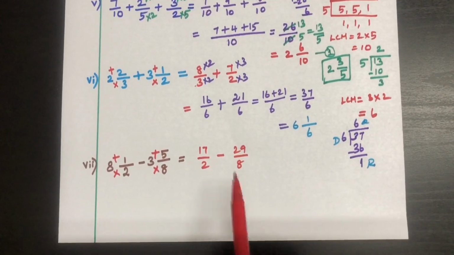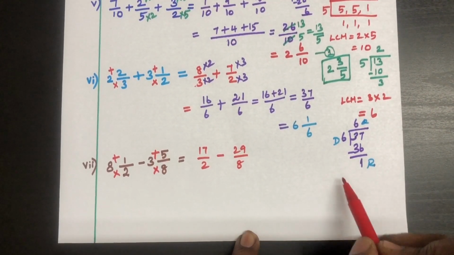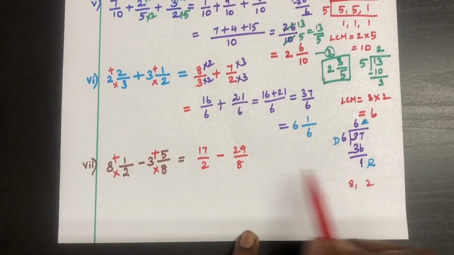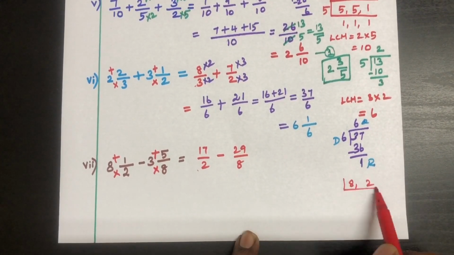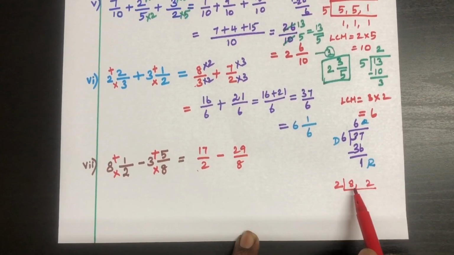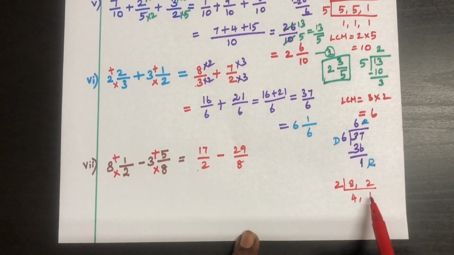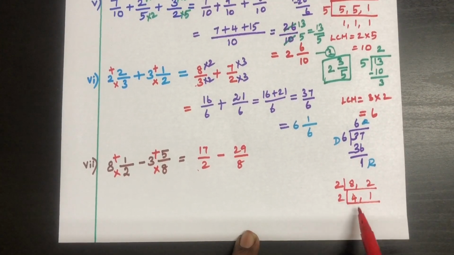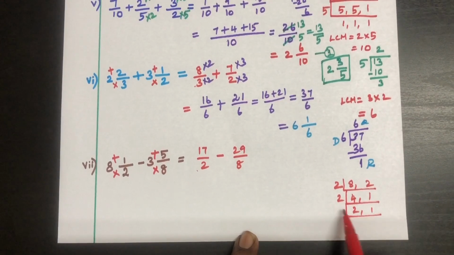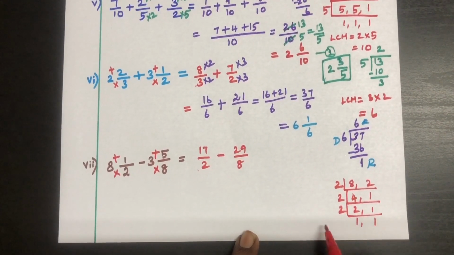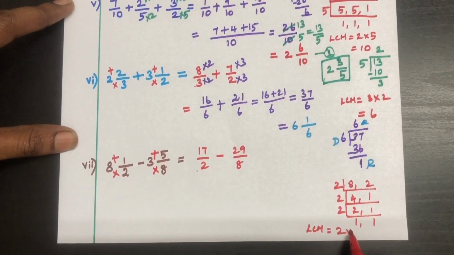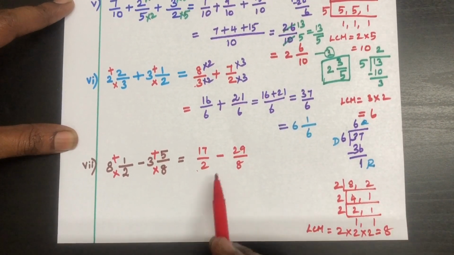See here, denominators are different. So find the LCM for 8 and 2. See, 8 and 2 have a common factor of 2. So how many 2s in 8? 4. Here 1. 2 comma 1. So this 2 divides 1 comma 1. What is the LCM? LCM is equal to 2 into 2 into 2 is equal to 8. So 8 is our LCM.